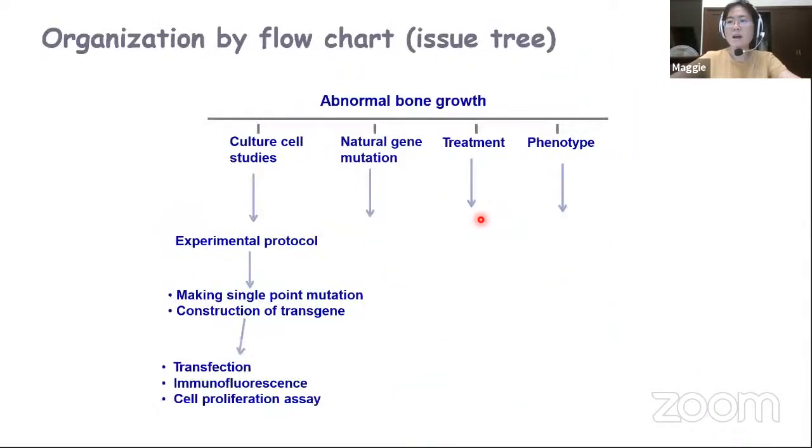And then another one is the issue tree. Here on top, you can write down the topic of the manuscript, which is the abnormal bone growth. And here talk about the phenotype, the treatment, the natural gene mutation, and also the in vitro study about the experimental protocol, and also all the methods you use. So using the issue tree, you know how to decide the emphasis of the paper. You need to spend more pages writing the in vitro study, describing the results and talking about the conclusion of this in vitro study.